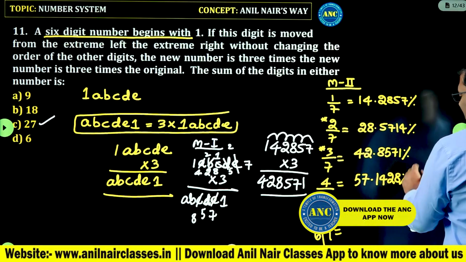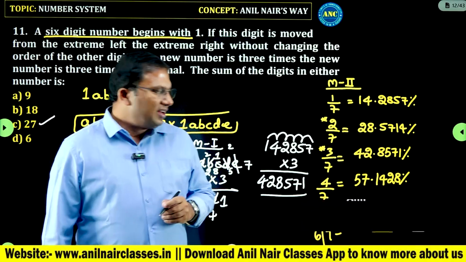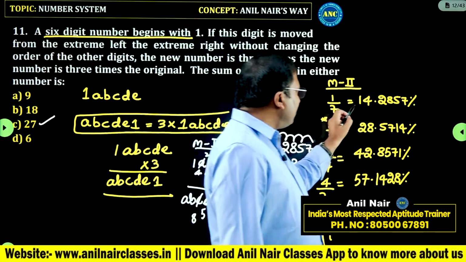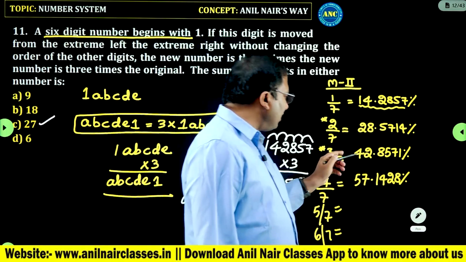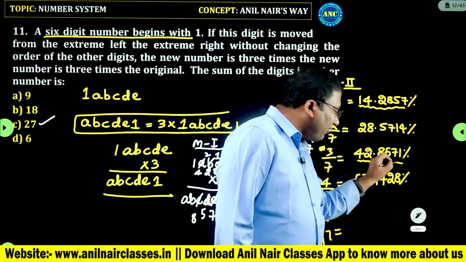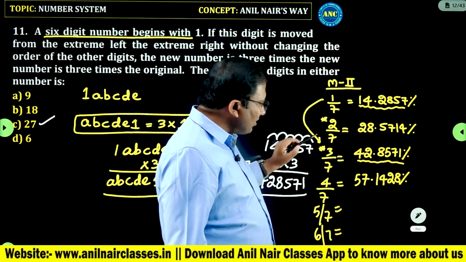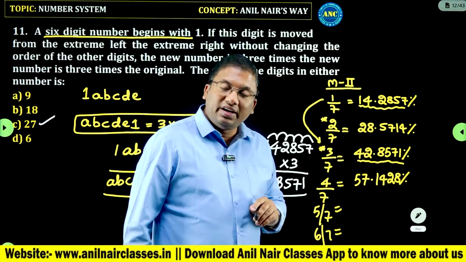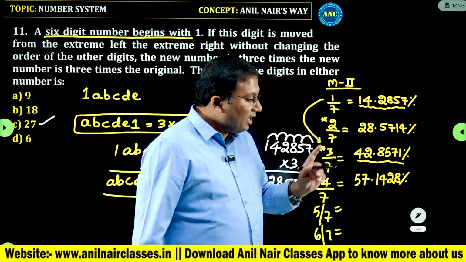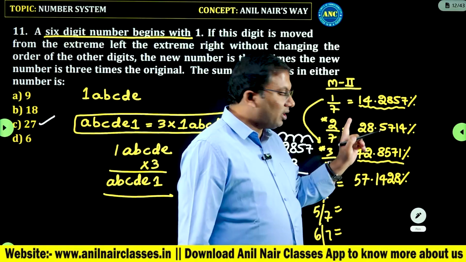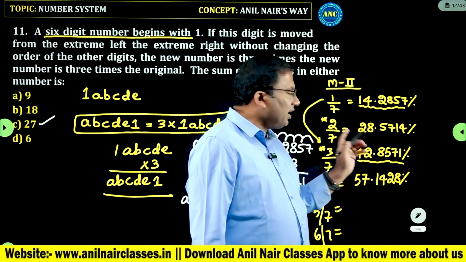Those 6 digits are only rotating. Now, if you observe carefully, this is the question that is asked. 14.2857, 42.8571. 1 by 7 became 3 by 7. That means 1 by 7 into 3 is 3 by 7. Yes, it is 3 times. The leftmost one became the rightmost one. The remaining 5 digits are intact.